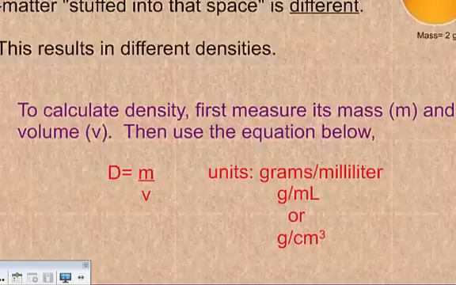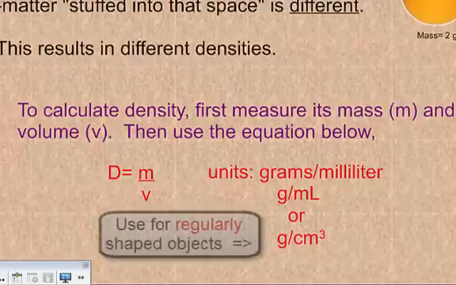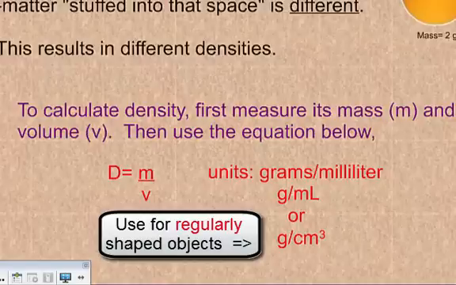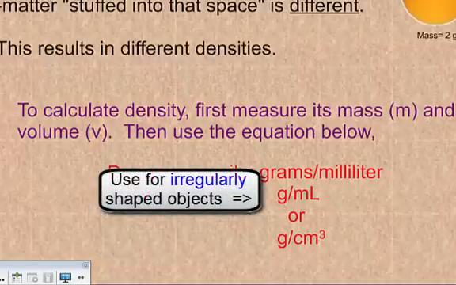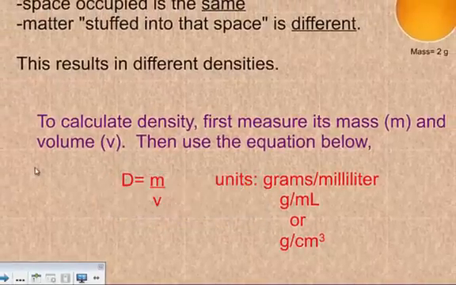But if you have a regularly shaped object, you could get grams per centimeter cubed because you can use your ruler to measure length and height. So there are two different ways to write that, but you did a lab before that showed you that milliliters are equivalent to centimeters cubed, so you could write either way. But generally, if it's a regularly shaped object like a cube, you would put grams per centimeter cubed, and if it was something like a golf ball that you needed to use water displacement to measure the volume, then you would use milliliters.